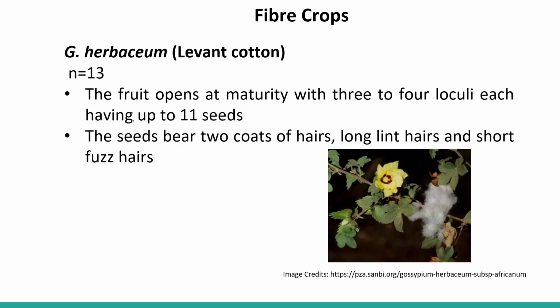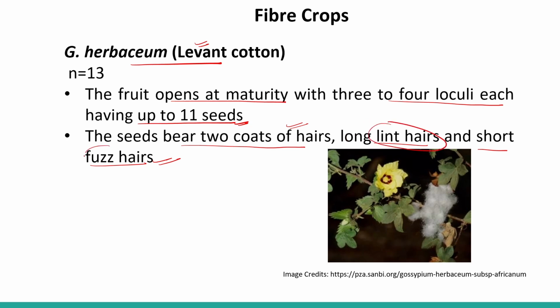The fourth species is Gossypium herbaceum, that is Levant cotton. The fruit opens at maturity with 3 to 4 loculi and has up to 11 seeds. The seeds bear 2 coats of hairs, long hairs and short fuzzy hairs. So this is a very, very important point: they have 2 coats of hairs, long hairs and short hairs. The long ones are called lint hairs, and the short ones are called fuzz hairs.